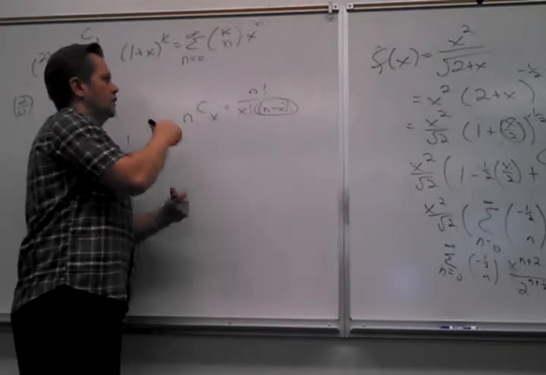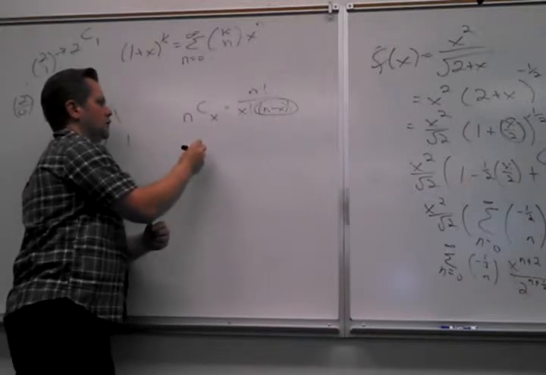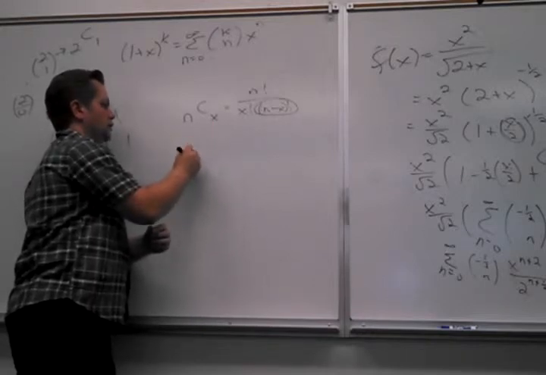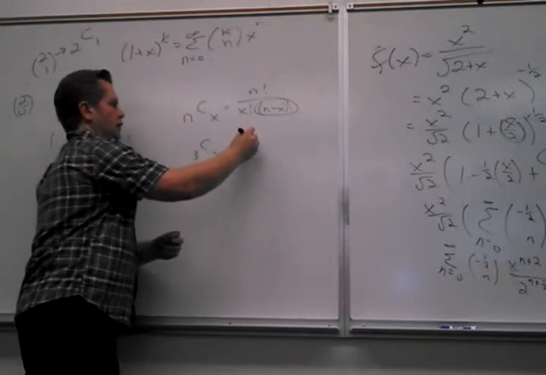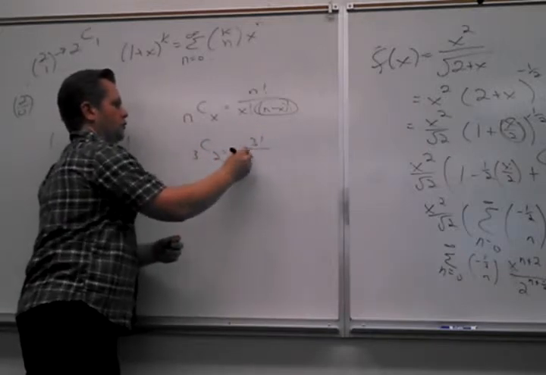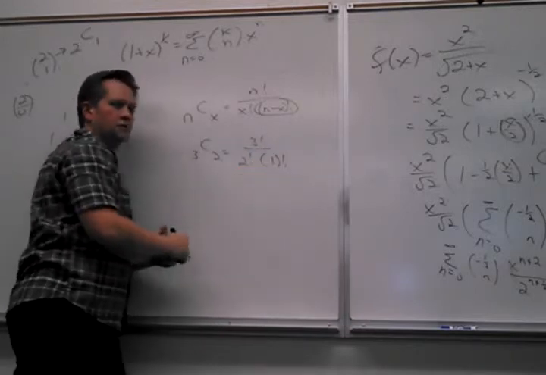So, how much time I got? So if I had 3 choose 2, that would be 3 factorial over 2 factorial times, oh, well, this is not exciting, 1 factorial.